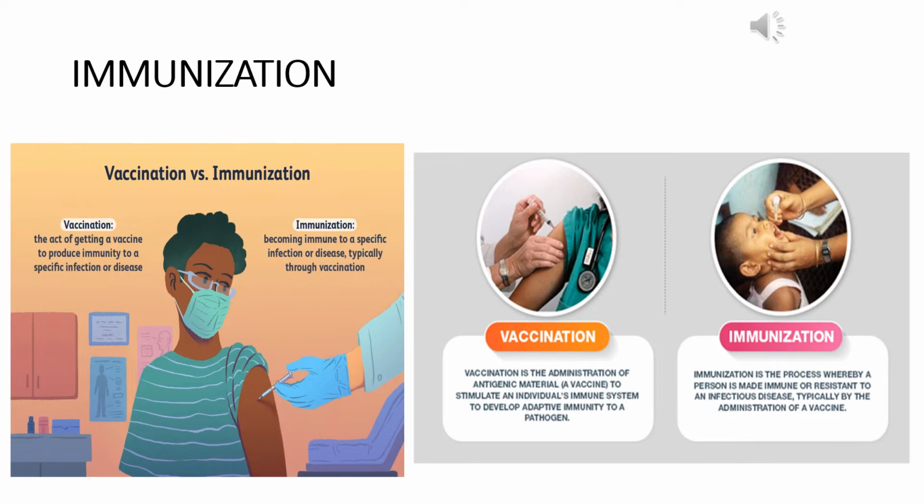But immunization is the process whereby a person is made immune or resistant to an infectious disease or a lot of infectious diseases, typically by administration of a vaccine. So that is what immunization is. Immunization is a process which contains vaccination. Vaccination is under immunization. So vaccination is a narrower thing and immunization is the broader concept.